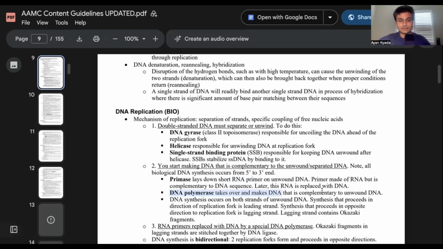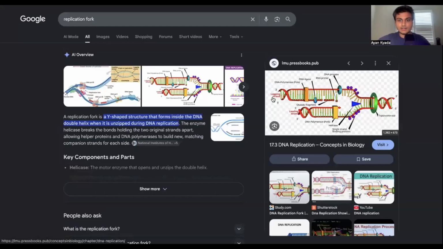If I lost you or that's a little too convoluted, just remember, you need a free 3' hydroxyl group so DNA synthesis can occur from 5' to the 3' end. And primase achieves that by laying down a short RNA primer that contains the 3' hydroxyl group. With these 3' hydroxyl groups, DNA polymerase can take over and start synthesis by creating a complementary strand to the parent strand of DNA. Now, because DNA synthesis occurs from the 5' to 3' end, we actually get what is known as a leading strand and a lagging strand.